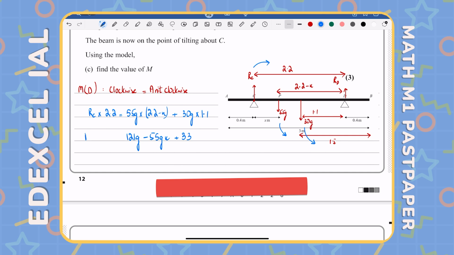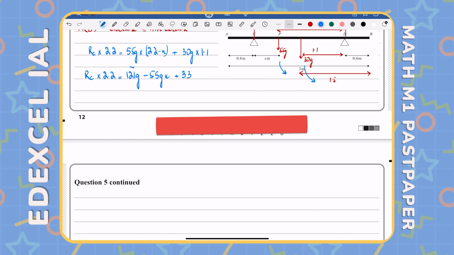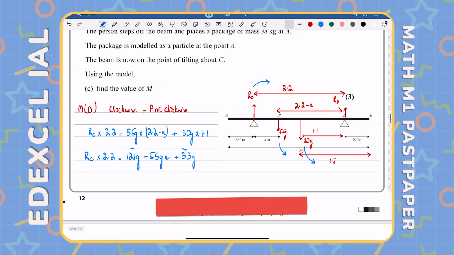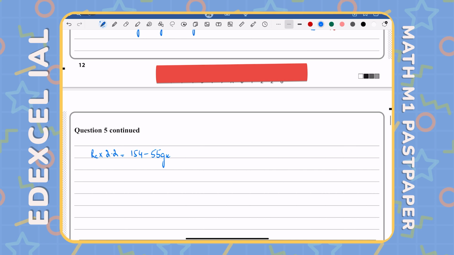Okay, and what is this equal to? This is equal to RC times 2.2. Okay, so this can be subtracted. Don't forget the G here. No, actually, not this. This can be subtracted. 121 minus 33. Let's work that out. 121 minus, will it be minus? Will it be plus? 121 plus 33. That's equal to 154. So what do we have? We have RC times 2.2 is equal to 154 minus 55GX. And how are we supposed to write it? Okay. So 154, don't forget G with 154, 154G.